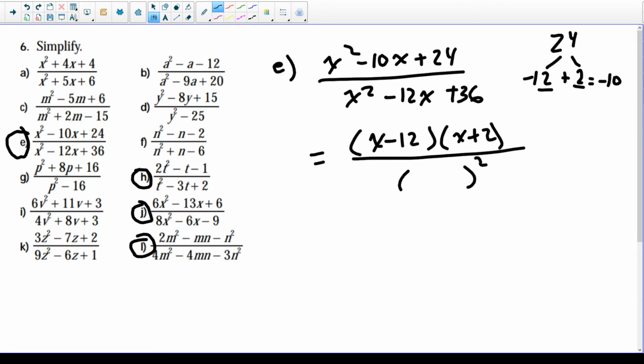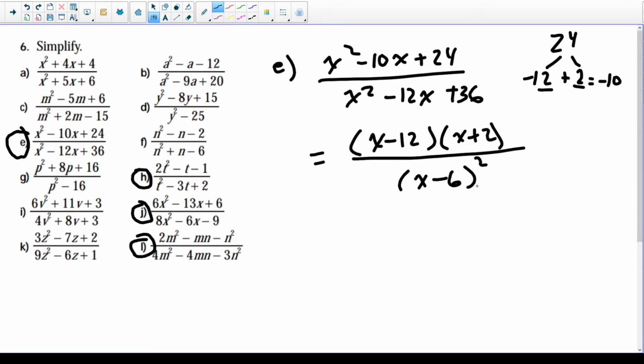I'm just going to pause here, make sure I'm not making any mistakes. It is a Monday morning, so I'm prone to make mistakes those days more than any. And I believe the bottom one is going to be x minus 6 squared. I believe that's all correct.